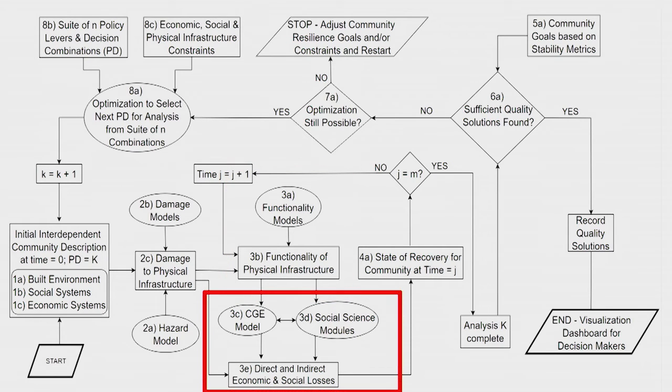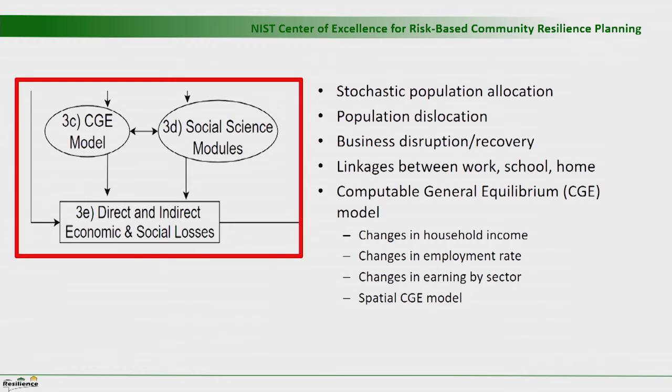And so from functionality, we then move down to our socioeconomics modules. That's the CGE, which is the computable general equilibrium model, an economics model that predicts changes in household income, employment rate, earnings by sector. And one of the key features of this is, and you'll hear more about that in the supporting science portion of the webinar, that it's a spatial CGE model, and that allows it, in these larger communities, to actually tie together with the physical infrastructure, because the physical infrastructure has a topology and is very spatial.